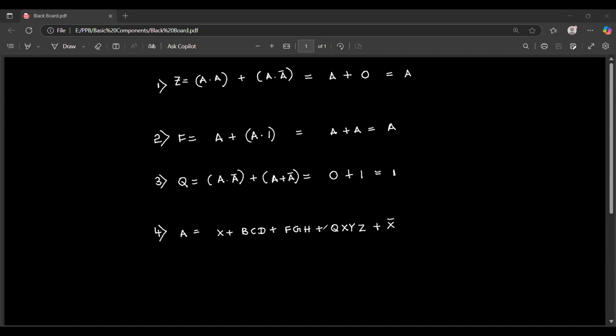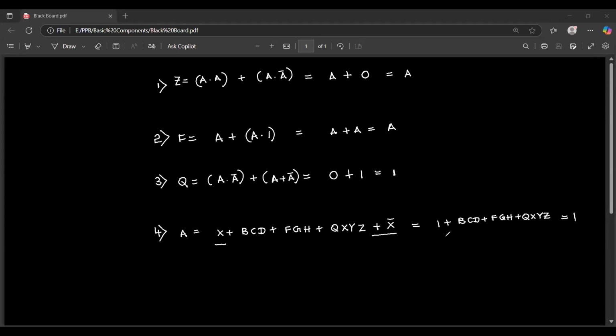If you see it like this, it's very hard. You don't know anything about B, we don't know anything about C or D. There are too many inputs here, but what your eye should see is there is an X, and there is a plus X bar. So X plus X bar is equal to 1. So you can reduce this into 1 plus BCD plus FGH plus QXYZ. Whatever the inputs B, C, D, F, G, H, Q, X, Y, Z, it doesn't matter. There are 10 inputs there, 6 plus 4, 10 inputs. Whatever the 10 inputs are, it doesn't matter. The output will always be equal to 1.